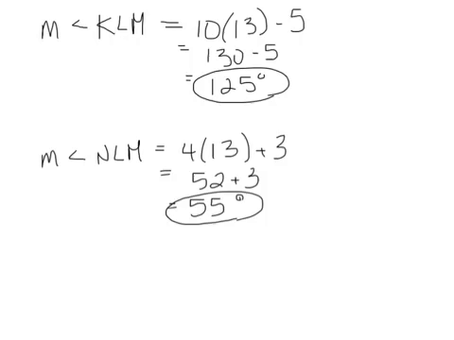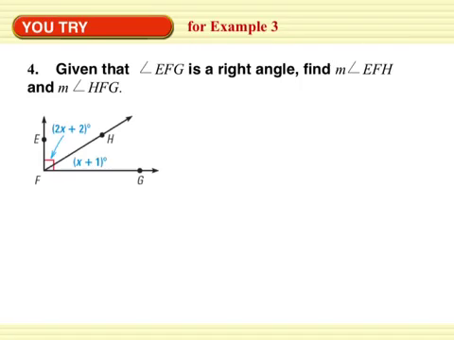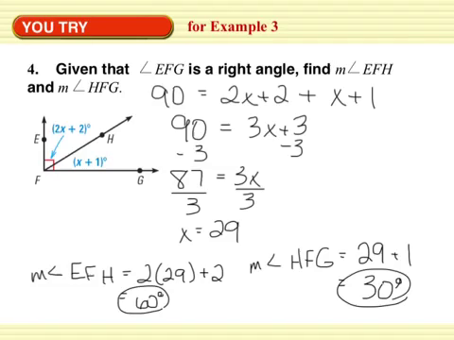Okay, we have the measure of our two angles. You can always double check. Add those together. What should you get? 180. And in fact, we do get 180 degrees. Okay, you try this one. It's just one more example, so go ahead and push pause. There you go. One angle is 60 degrees, the other angle is 30 degrees, and if you add those up, you do in fact get 90 degrees.